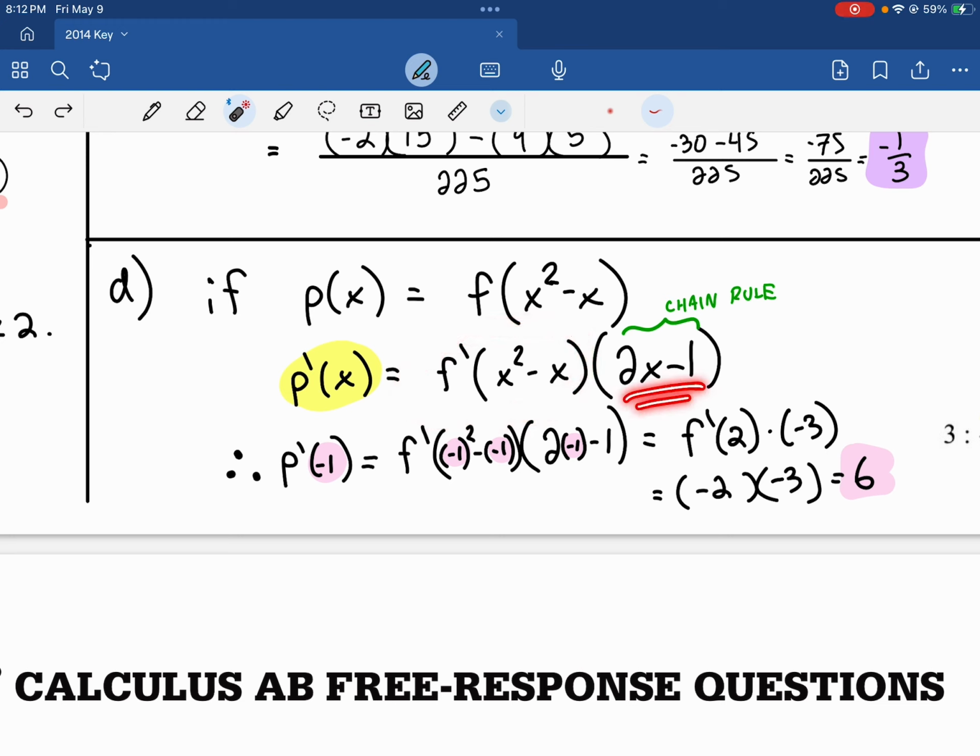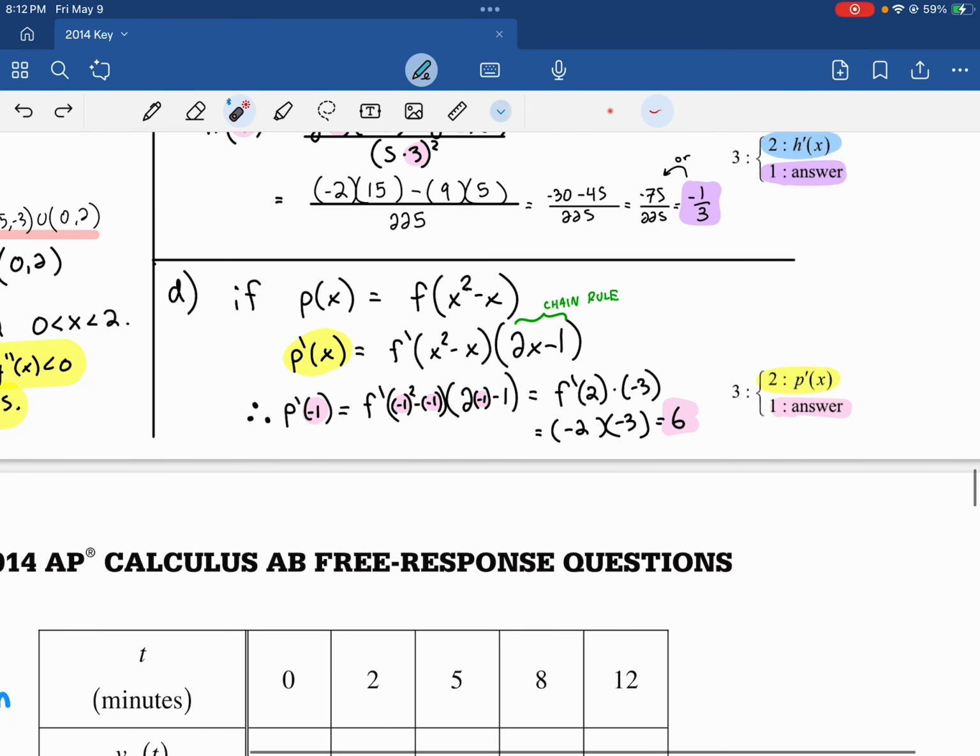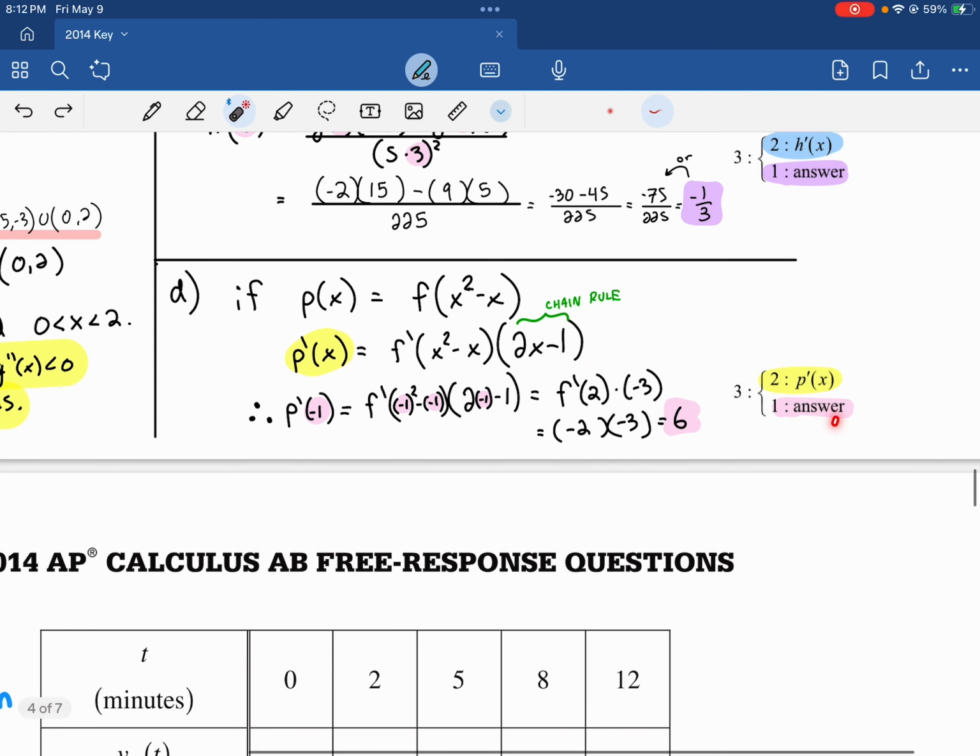Notice that 2x minus 1 is the derivative of x squared minus x. I just want the slope at a specific coordinate. I want the slope at -1. You plug -1 in where they go, and if you're careful simplifying, you should get 6. 2 points for applying this chain rule properly, and a lone point for simplifying to get your answer.